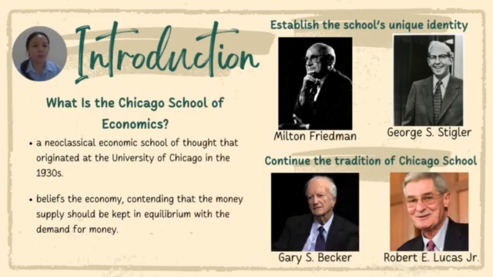The Chicago School is a neoclassical economic school of thought that originated at the University of Chicago in the 1930s. The Chicago School includes monetarist beliefs about the economy, contending that the money supply should be kept in equilibrium with the demand for money. Milton Friedman and George S. Stigler established the school's unique identity, while Robert Emerson Lucas and Gary S. Becker continue the tradition of the Chicago School.